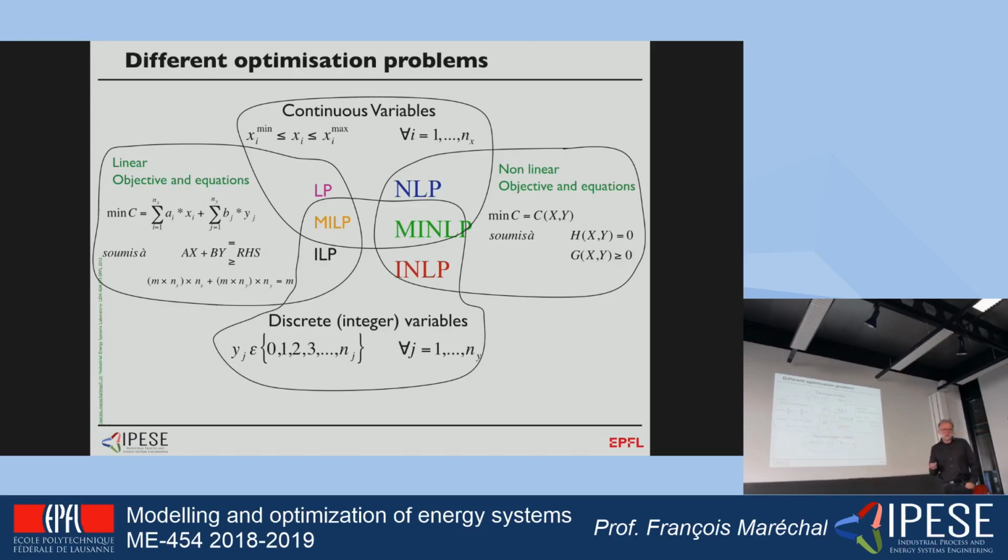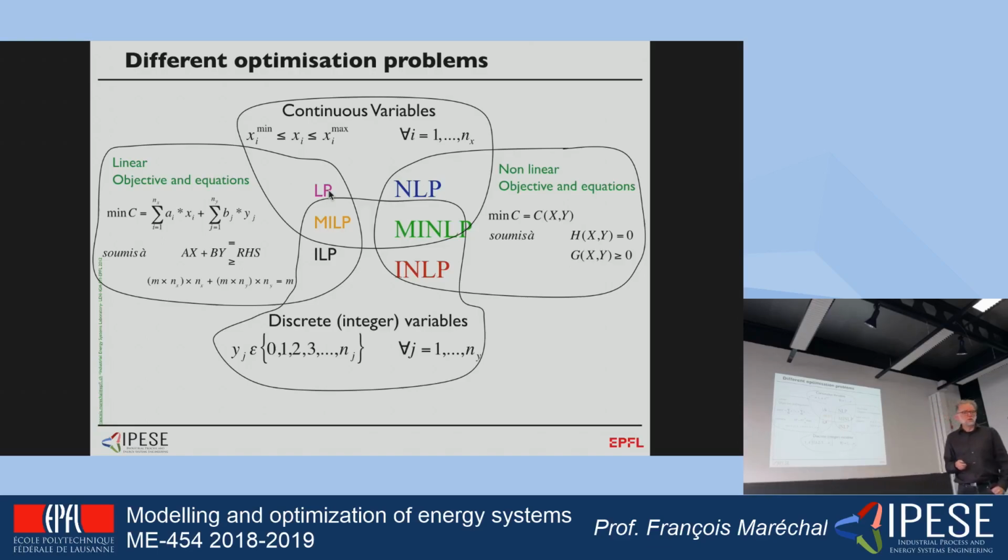When the objective function and the constraints are linear, then we will be in the field of the linear programming domain. Now we have to realize as well that the variables can be either continuous, so it means that they can take any value between the minimum and the maximum bounds, or they can be integer, meaning that they can take only integer values, 0, 1, 2, 3, 4. If you have only continuous variables, and if the constraints and the objective functions are linear, then you will have a linear programming problem.